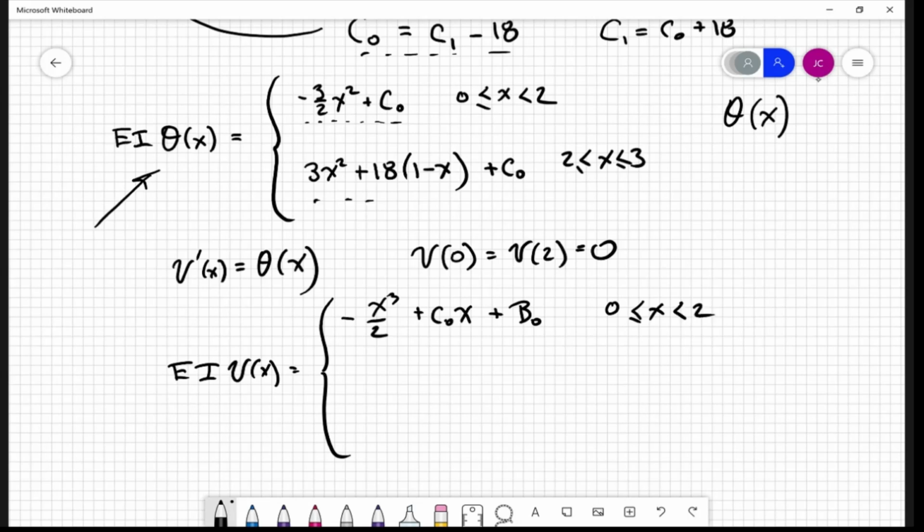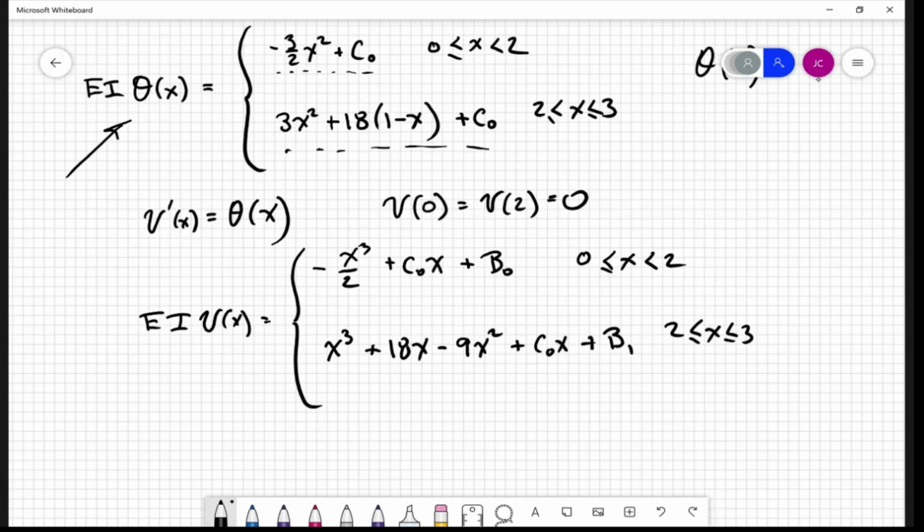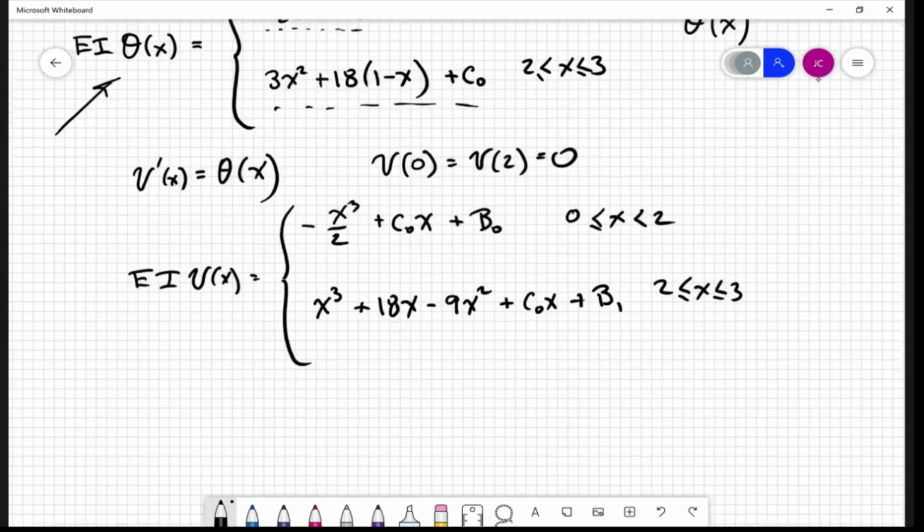And then when we integrate the second equation, we're going to get 3x squared. So we get x cubed plus 18x minus 9x squared, right? Plus C0x plus another integration constant. I'm going to call that B1. And that's from 2 to 3 meters, right? All right. So now we have 3 unknowns, C0, B0, and B1. But again, we have continuity.